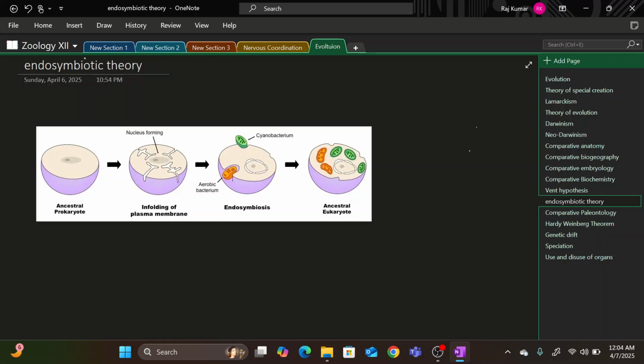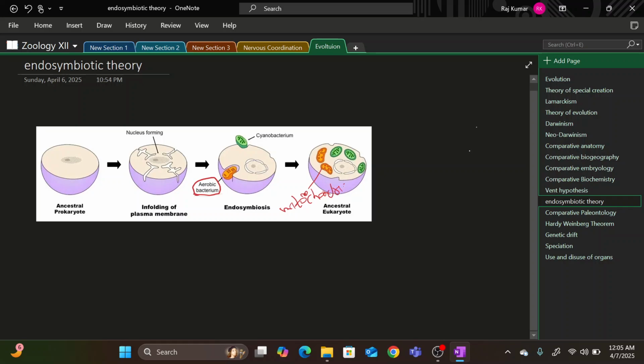When it ingested the small aerobic bacteria, instead of killing it, it adopted it as an endosymbiote, such that the aerobic bacteria provided it with ATP, and in return got food and shelter from the bigger prokaryote, due to which the aerobic bacteria evolved to be part of that bigger prokaryote, and thus mitochondria were formed.